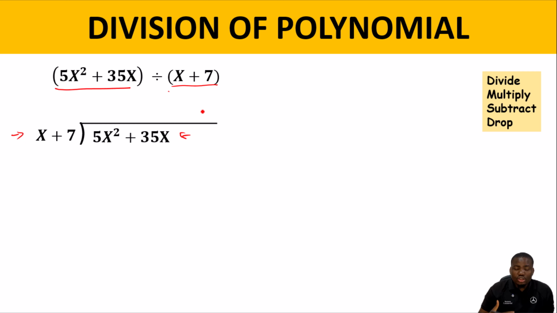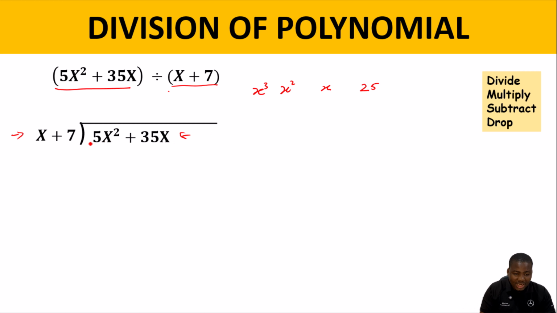Then we also want to ensure that our dividend is ordered and our divisor is also ordered, from the leading term to the constant. So for example, if you have something that has x squared, we want it to come before something that has x, and we want that to come before something that is just a number like 2 or 25. If you have x cubed, we want it to come before x squared, and so on. You notice that this particular polynomial is ordered, and we can go straight to dividing.